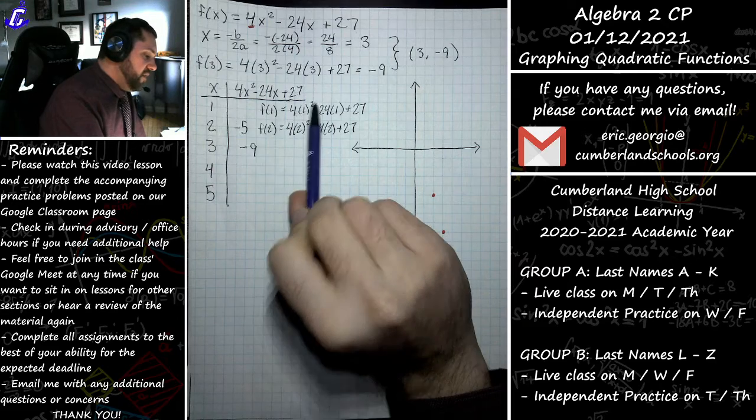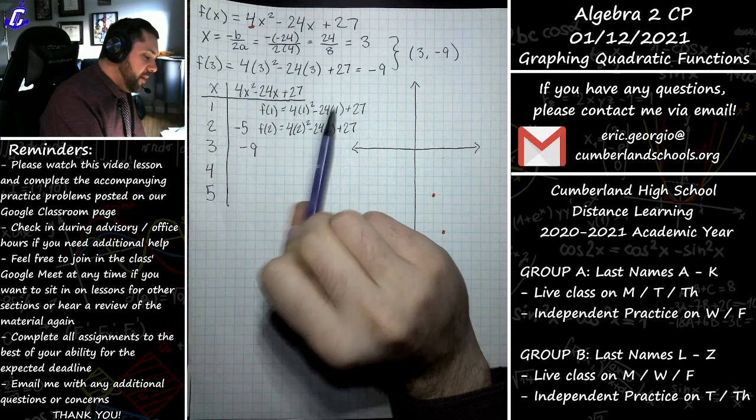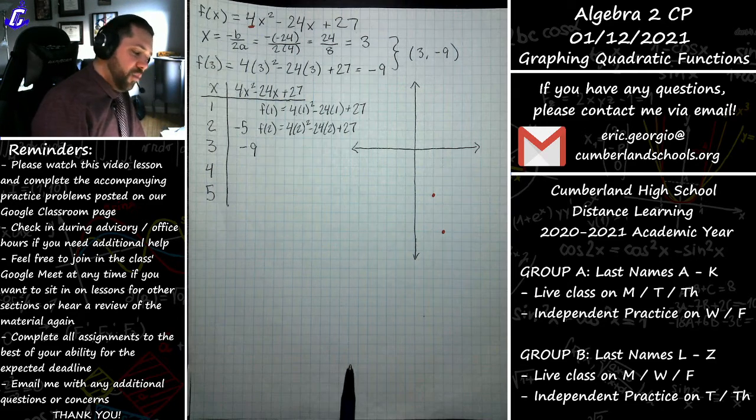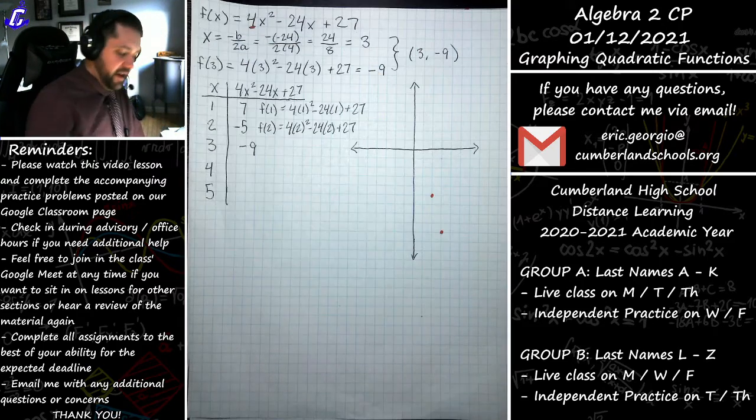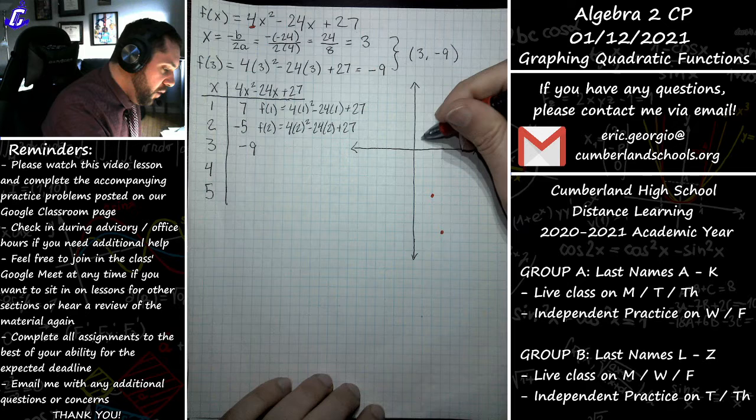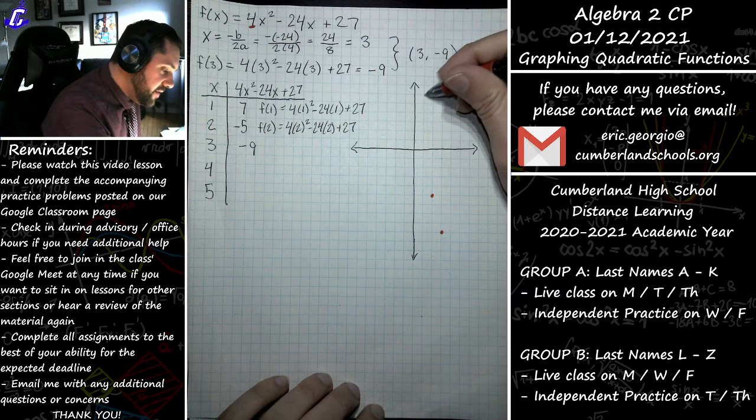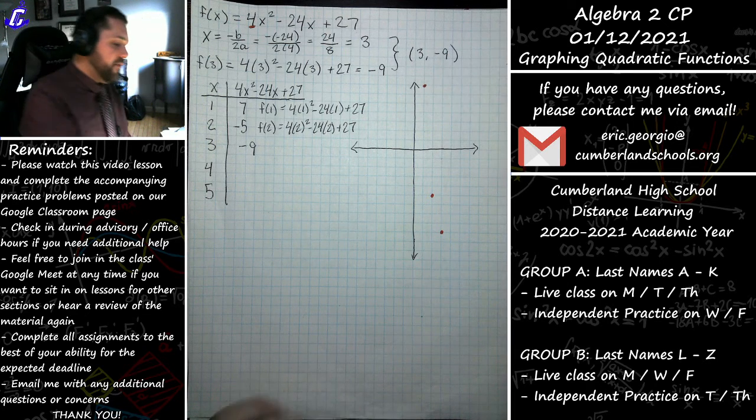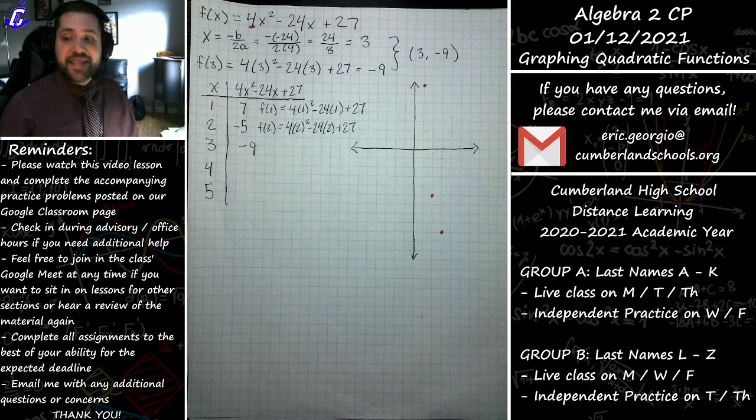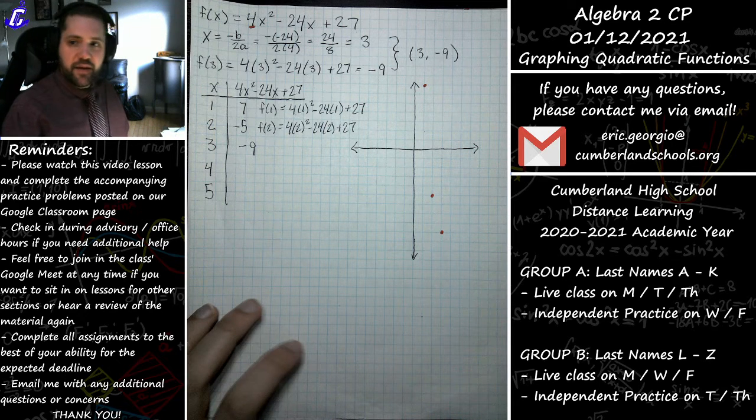I would say here 1 squared is 1 times 4 is 4. Minus 24 is negative 20. Plus 27 is positive 7. So my next point is all the way up here at 1 comma 7. 1, 2, 3, 4, 5, 6, 7. I left barely enough room on my graph. Look at how steep that parabola is.